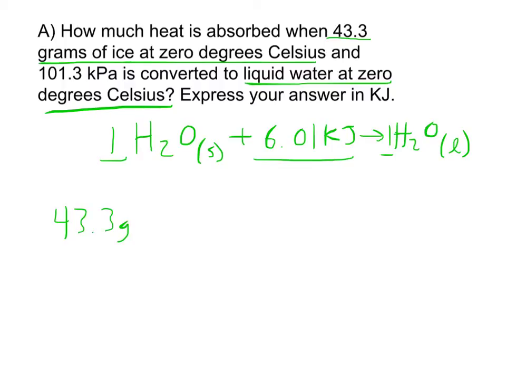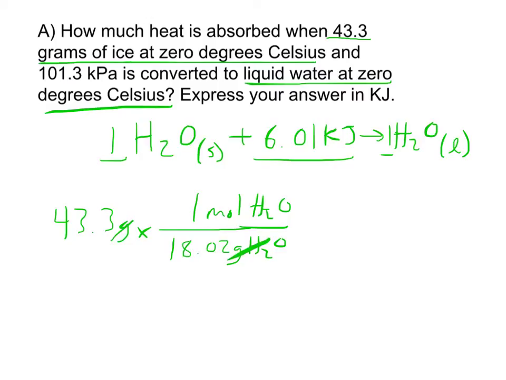43.3 grams of water, and if we want to convert that to moles, we need to use the molar mass of water. When you add oxygen and 2 hydrogens using their molar masses on the periodic table, the molar mass is 18 grams. That's the mass of 1 mole of water. Now, grams as a unit cancels, and if you take 43.3 and divide it by 18.02, you get 2.40 moles of water.